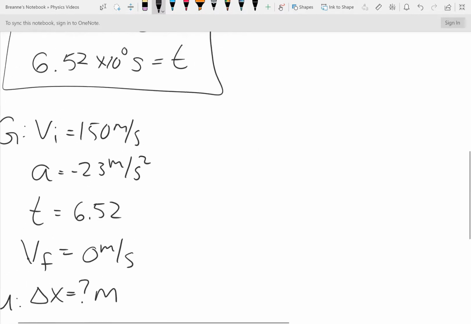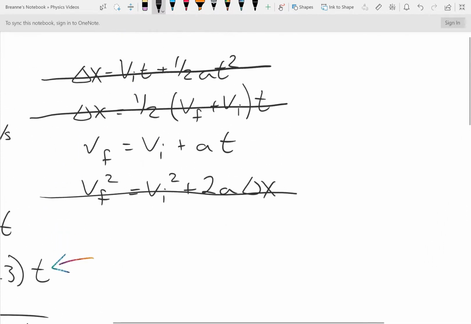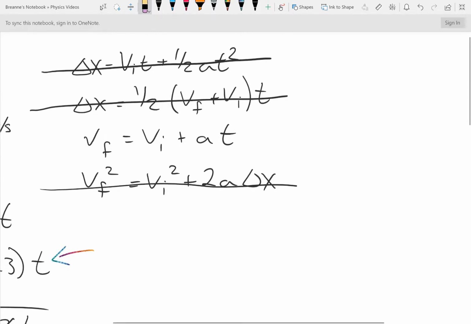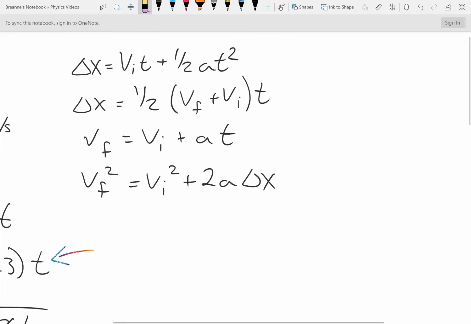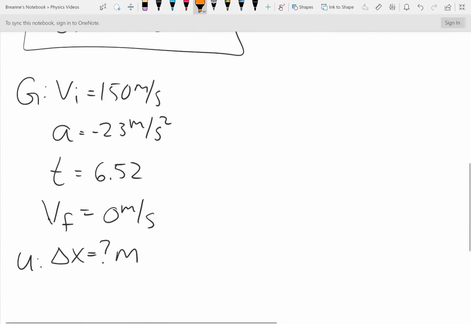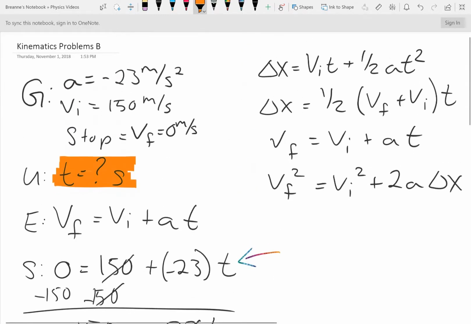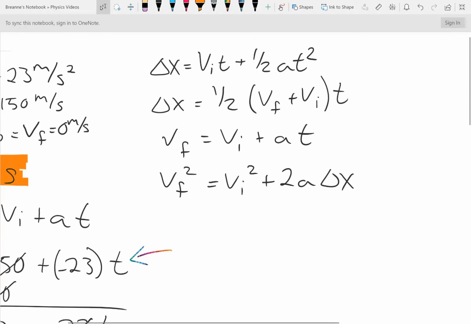So let's look at our equations again. Which ones could we use? Now, we are looking for delta x. That's what we're looking for. So our equation has to have delta x in it. So if the equation does not have delta x, we cannot use it. Looking at it, number 3 does not have delta x. So we cannot use it.